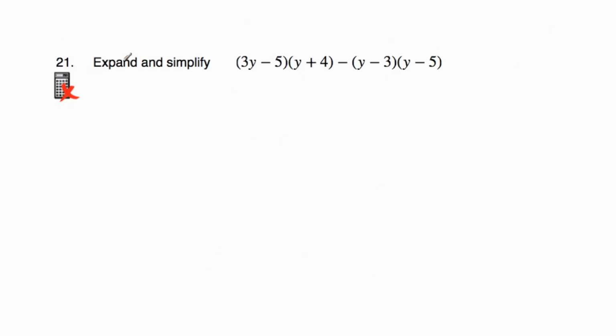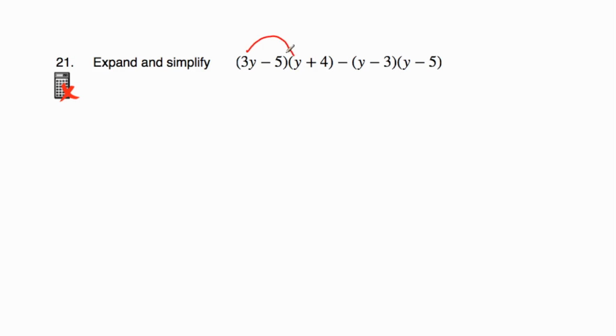Okay, question number 21. In question number 21, we've been asked to expand and simplify (3y minus 5)(y plus 4). So we need to expand these brackets, and then we need to take away whatever we get after we expand (y minus 3)(y minus 5). So let's expand our brackets and see what we get to begin with.